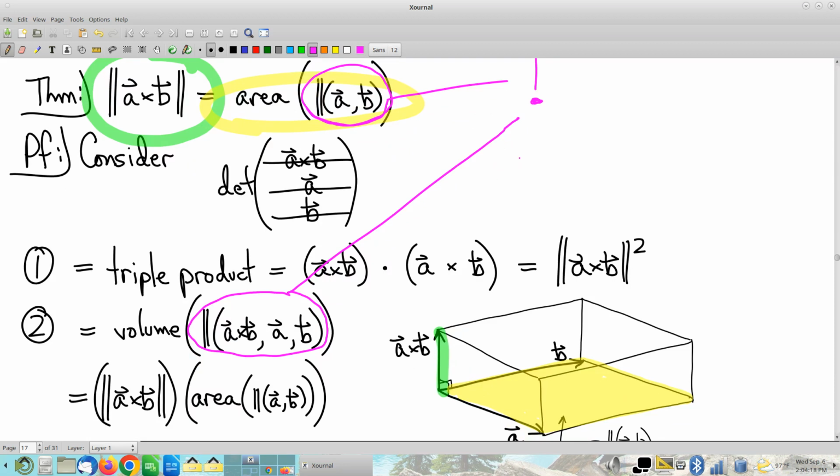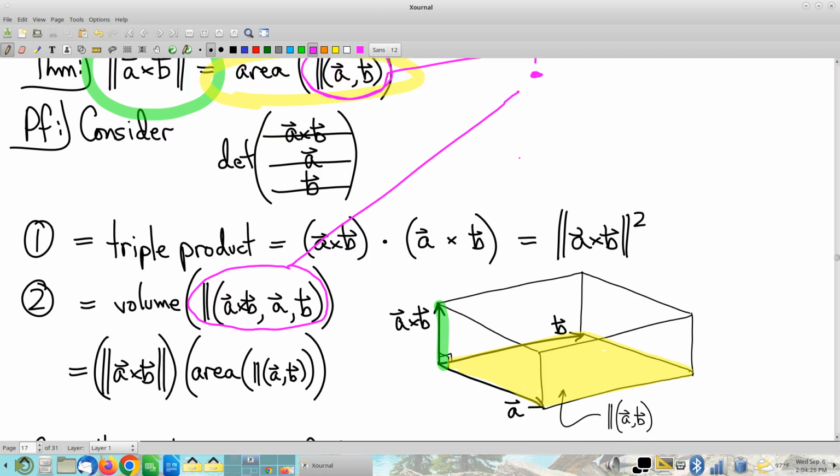Okay, everybody good? Is area referring to like the area of the base of the parallelepiped? The parallelogram itself is what I have highlighted in yellow. Oh, okay, gotcha. Which happens to be a base of the parallelepiped, but we don't need to reference the parallelepiped. Yeah. All right.